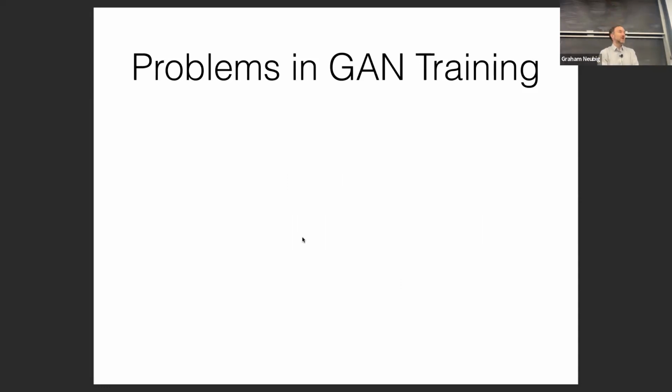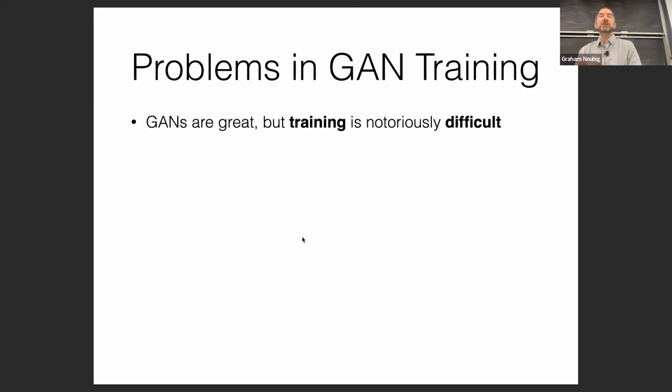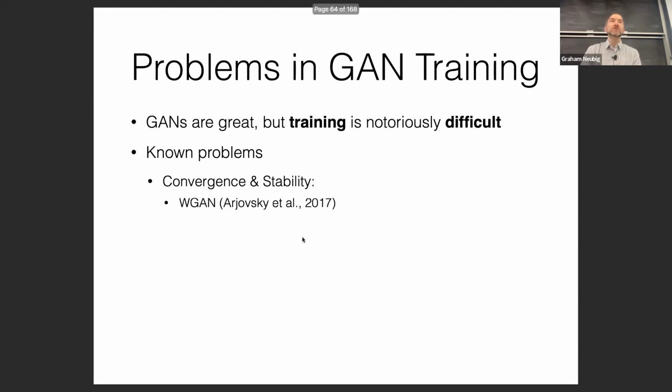However, this is very nice conceptually, but in reality, it's very difficult to apply in practice. It's more so for text, less so for images, but even in images, it can be difficult. So GANs are great, but training is notoriously difficult. Some known problems are with respect to convergence and stability.